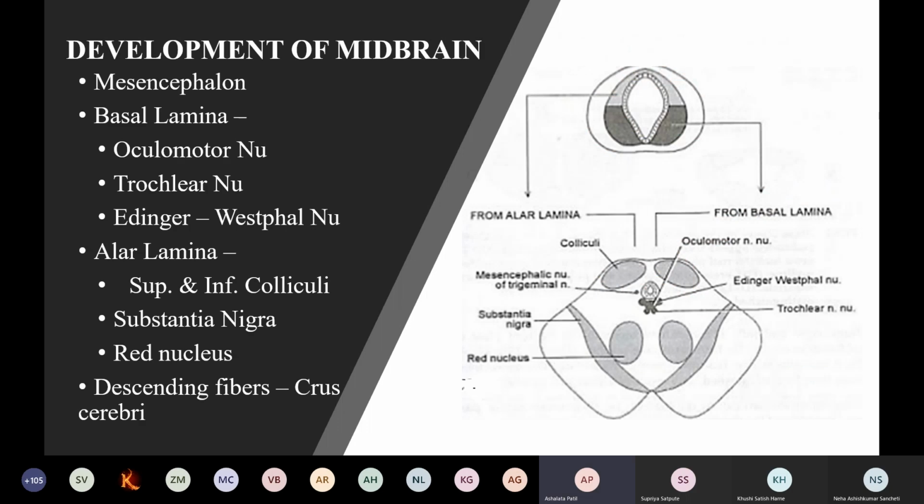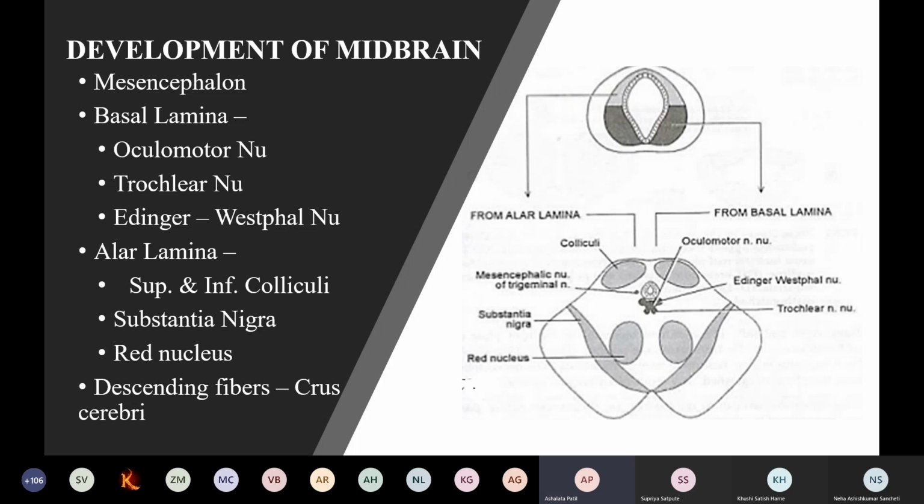Coming to the development of the midbrain, this develops from the mesencephalon or midbrain vesicle, which remains underdeveloped and narrow, and that develops into the midbrain. So again there is the basal lamina. Which cranial nerves arise from the midbrain? It is the third and fourth, that is the oculomotor and trochlear. So their nuclei will be seen. The basal lamina will develop into the oculomotor nucleus, the trochlear nucleus, and one more, the parasympathetic nucleus of the oculomotor, that is the Edinger-Westphal nucleus.